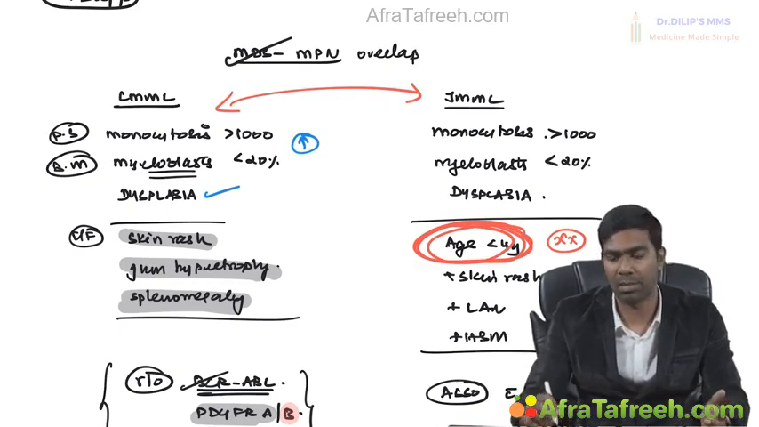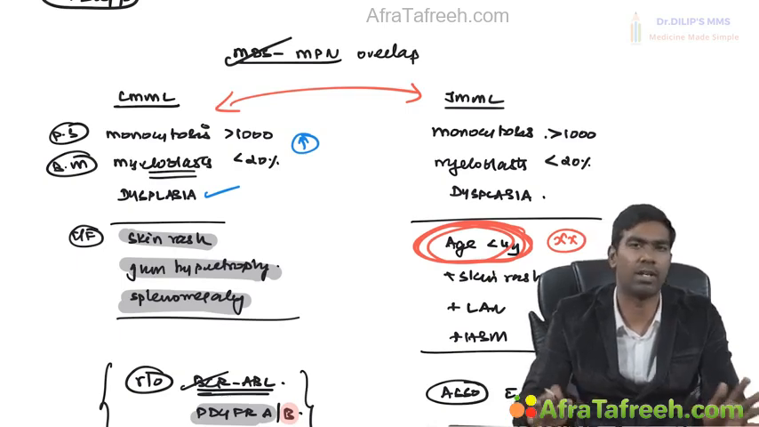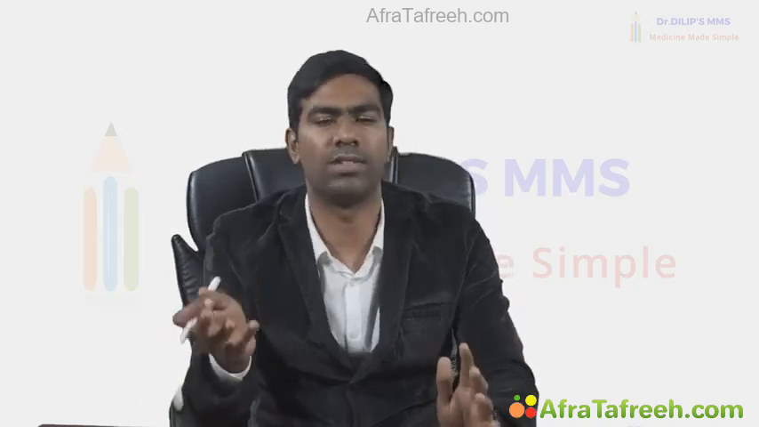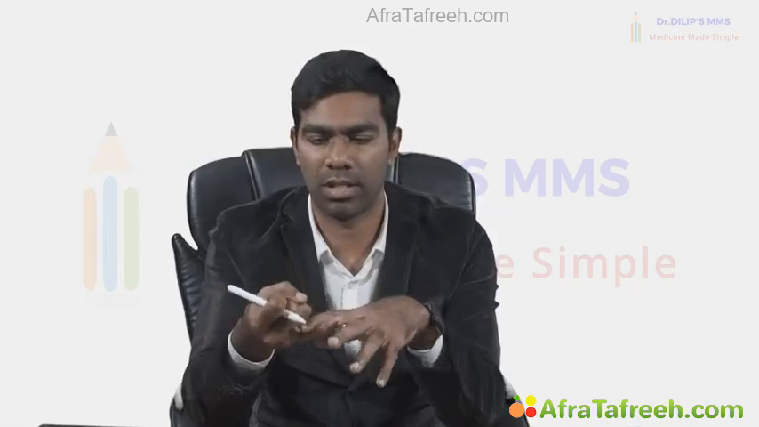Remember, CMML and JMML will not respond to imatinib because they are not associated with PDGF receptor rearrangements. PDGF receptor rearrangements will definitely respond to imatinib. For example, I told you CMML with eosinophilia, chronic eosinophilic leukemia, all these things will respond to imatinib because they are PDGFR associated, but this will not respond to imatinib. Clear? You need only allogenic hematopoietic stem cell transplant, allogenic HSCT.